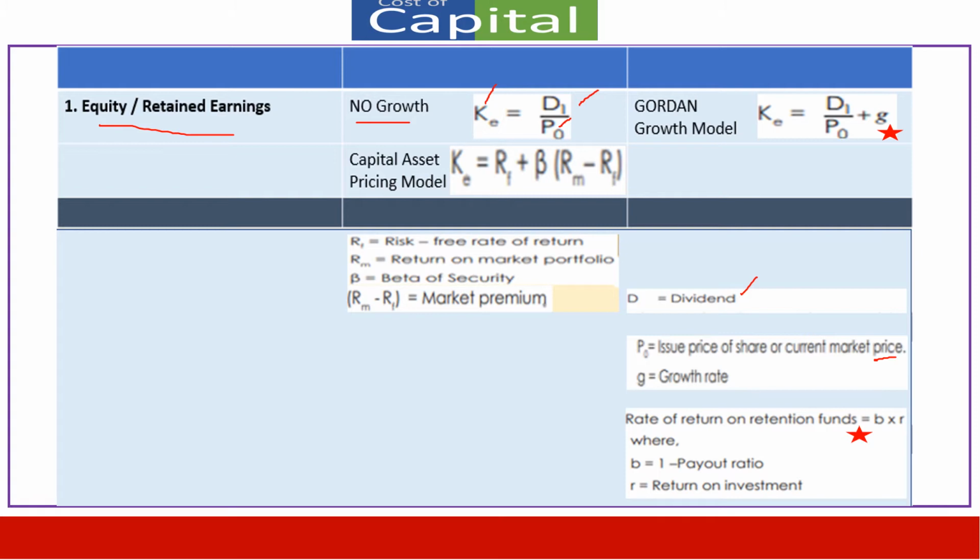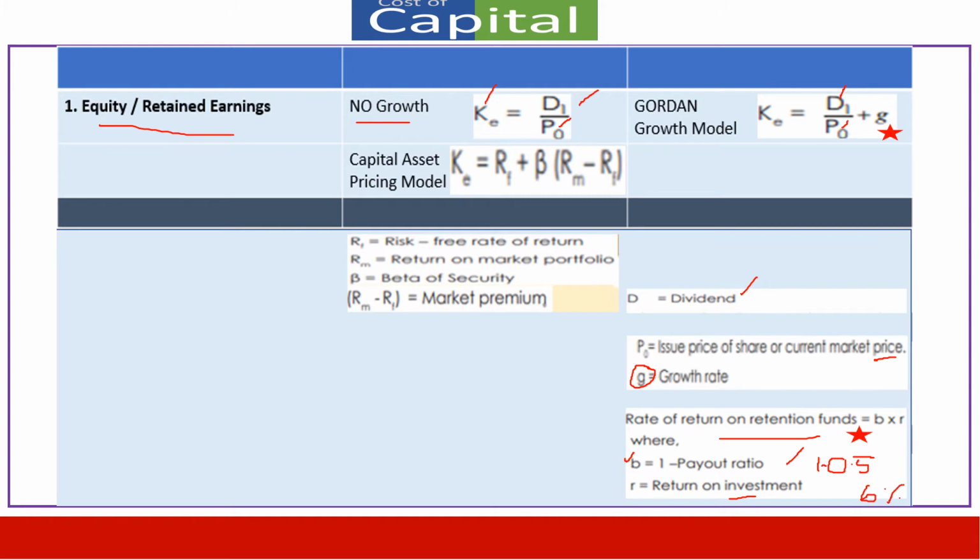Under Gordon growth model, cost of capital means D1 is dividend, P0 is issue price, and G stands for growth rate. Now we use this formula both for equity and retained earnings. When you use it for retained earnings, if specific growth is not given, this growth in respect of retained earnings or retention funds has to be derived based on the ROI. What does it say? Whatever is plowed back, 1 minus payout ratio. If 50% dividend is paid, B equals 1 minus 0.5. Payout ratio, 1 minus payout ratio. Payout is 50%. 0.5 into, if the return on investment expected is say 12%, 12% into 0.5, it becomes 6%.